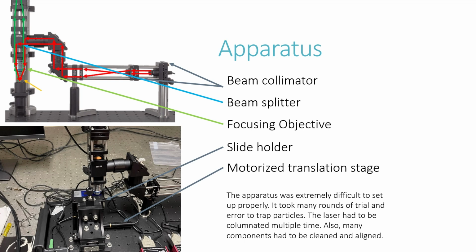The two motorized sections of the slide holder can translate it in the X and Y direction. The Z direction is translated by a screw. Kind of more of a setup note: the apparatus took many tries to get it to actually trap any particles. We had to go through collimation of the beam multiple times, cleaning of multiple lenses and pieces of the apparatus itself. It was quite difficult, and it took a long time to actually get done.